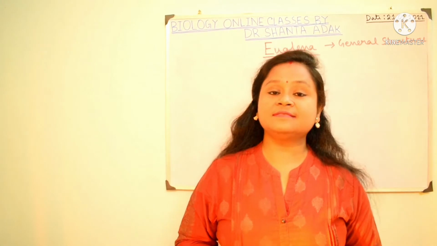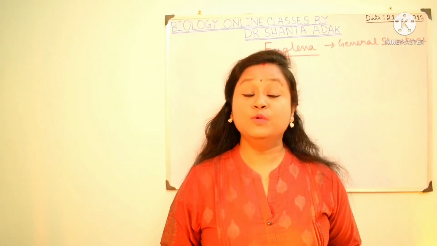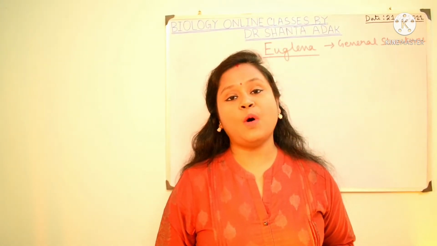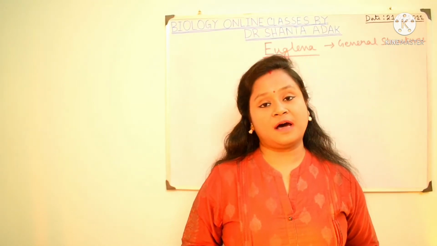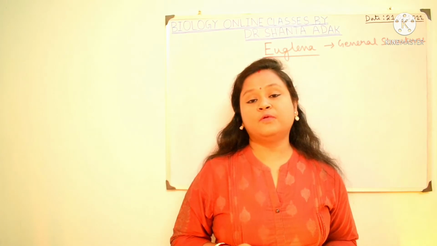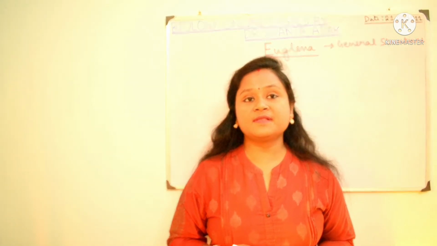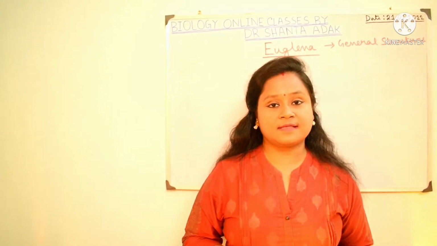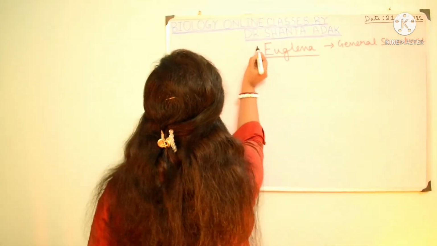Today my discussion topic is about general characters of Euglena. Euglena is also representative of subkingdom Protozoa under phylum Sarcomastigophora, subphylum Phytomastigophora. Its genus is Euglena, and the species we are going to discuss here is Euglena viridis under Protozoa. Euglena is also Protozoa.